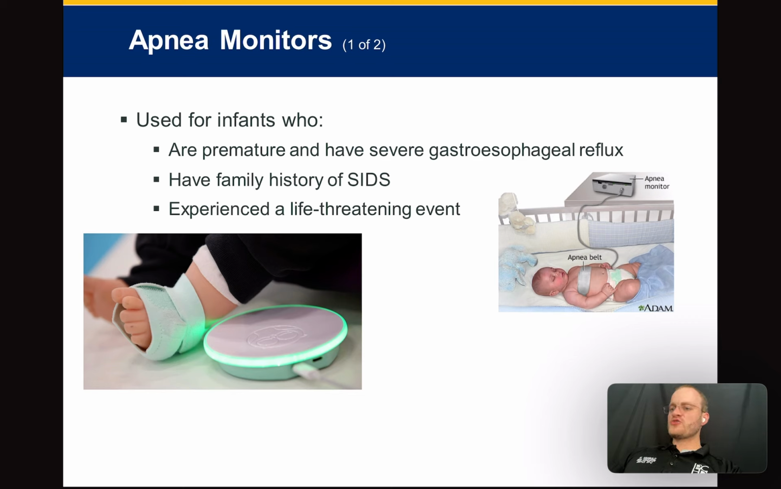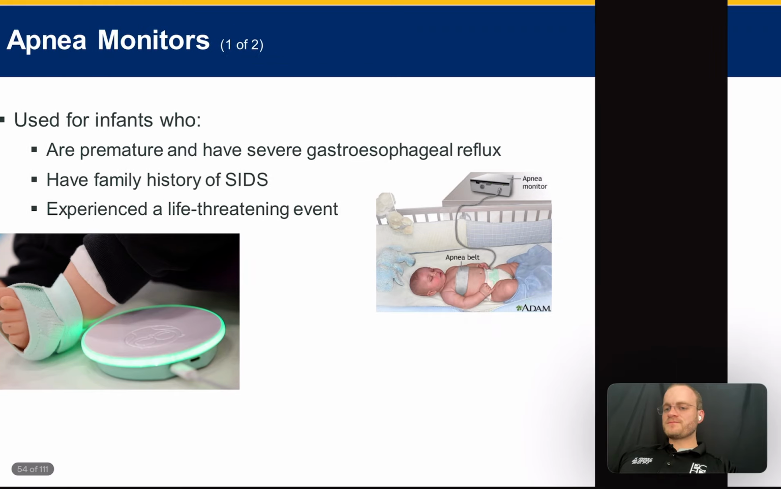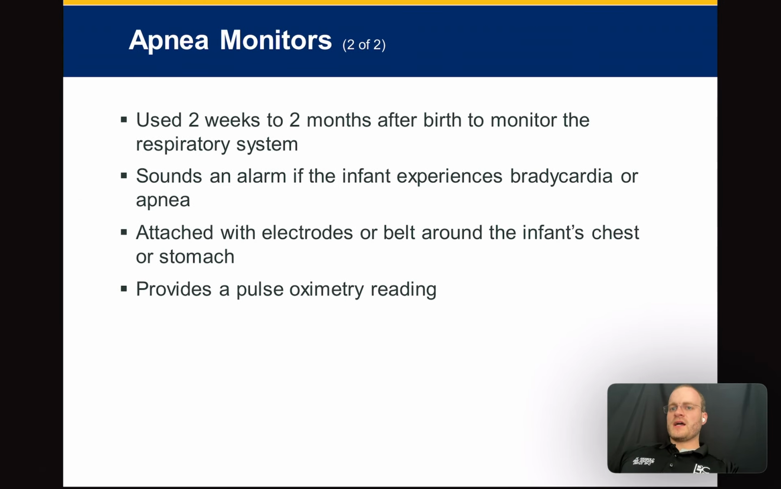Apnea monitors are becoming more common. These used to go around the waist, like this picture here. What's more common now is these are actually pretty cheap, and I recommend them. It's like a pulse oximetry sock that you put on your baby when they sleep, and it provides a link to the parents so that if the sats drop below whatever percentage, like 90%, it sets off a very loud alarm to wake everyone up to say, hey, there might be something wrong with baby. Okay. So this is used in infants. You can use these 2 weeks to 2 months after birth to monitor the respiratory system. And like I said, it sounds an alarm if they get bradycardic or apneic or something like that. And so again, these could go around the chest with electrodes. The more common one that I've seen now in 2024 is a sock that you put on the baby.